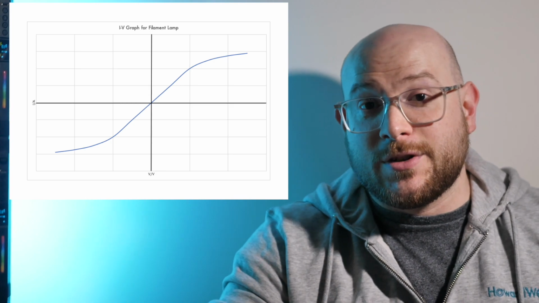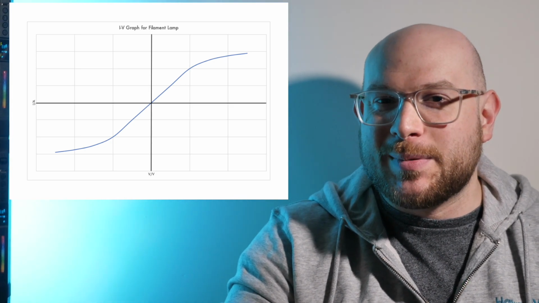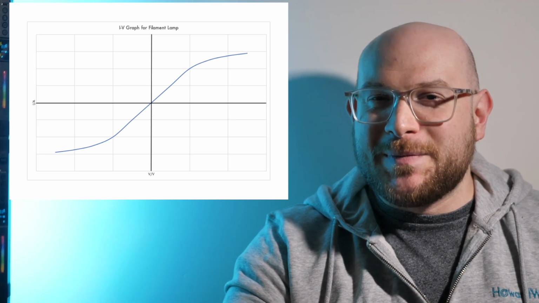Current on the Y, voltage on the X. The shape this time looks a bit different. It looks a little bit like an S shape, but be careful, it doesn't curve over at the edges. This is showing us something different.